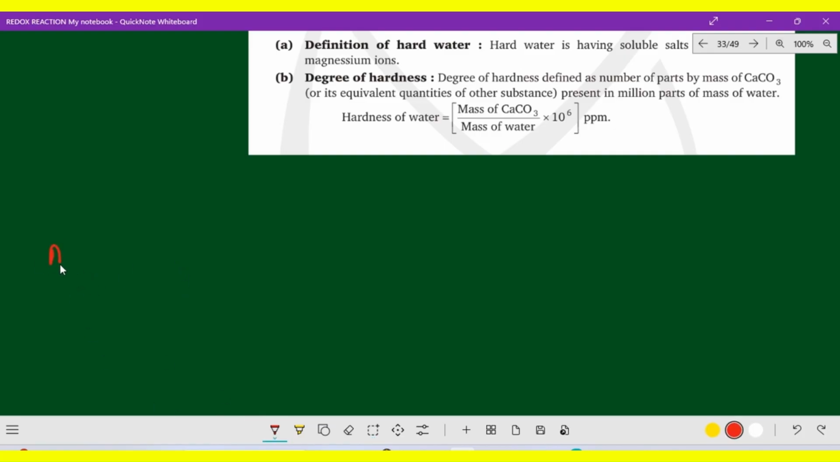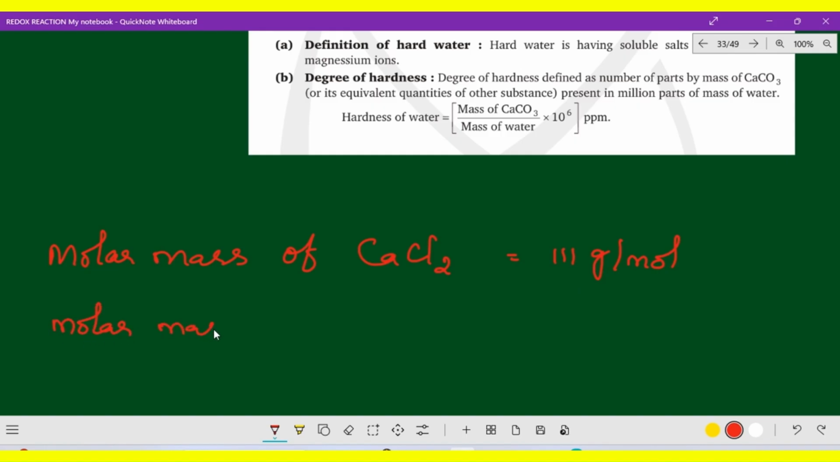Molar mass of calcium chloride is 111. Please remember 111. Sometimes we cannot go and identify each and everything during examination time, so please remember all these simple tricks. This is gram per mole. And the molar mass of magnesium chloride, MgCl2, is 95 gram per mole.